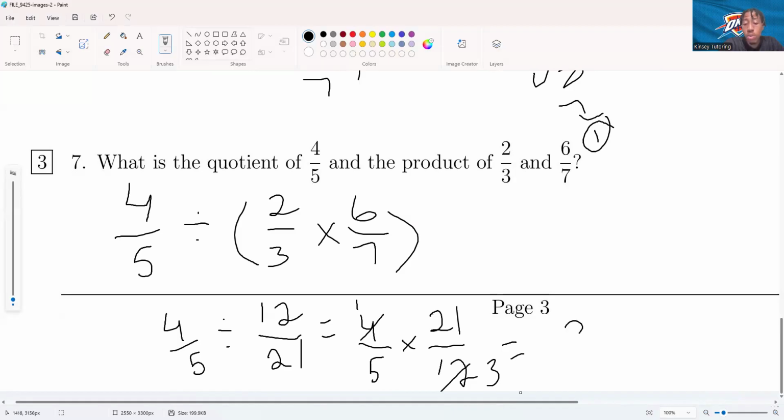And then we got 21, and then 5 times 3, 15. Both numbers go into, correct, 3. So we got 21 divided by 3, 7. 15 divided by 3, 5. That's our final answer. All right.